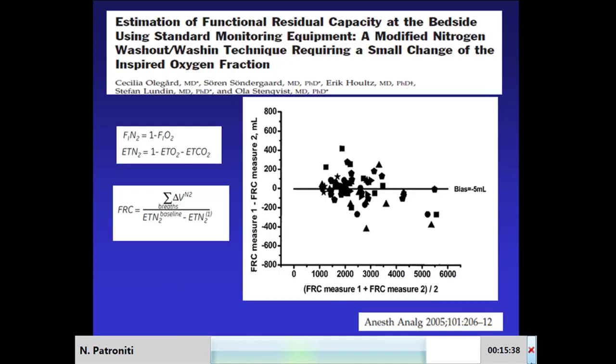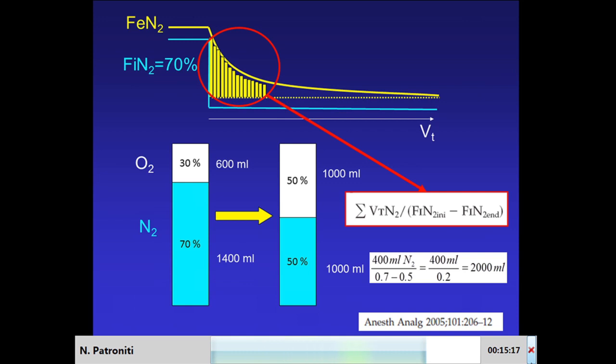I will just tell you about this one because it's the only one that has been applied on a ventilator, which is a modified technique. The tracer is nitrogen, but it is not measured directly. It's derived from the oxygen and the CO2. You have understood how it works, okay? You need just to make a change on the ventilator in the fraction of oxygen. A 10% change is enough, but a bigger change is better, like 20%.